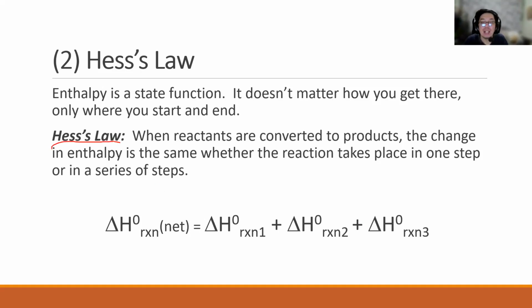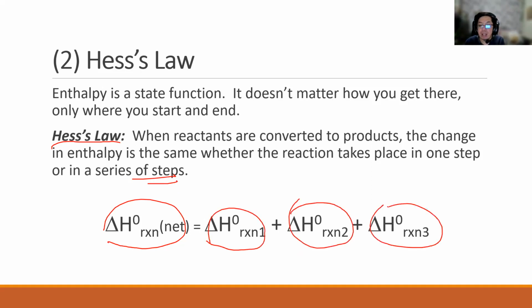So according to your Hess's law, when reactants are converted into products, the change in enthalpy is the same whether the reaction takes place in one step or pwede siyang magkaroon ng series of steps. Okay, so you'll have the same delta H net reaction. So if you have series of steps or multi-reaction, what you need to do is you need to add their enthalpies. Okay, so before we proceed with the calculation itself, let's have a review lang kapag may equation ka.